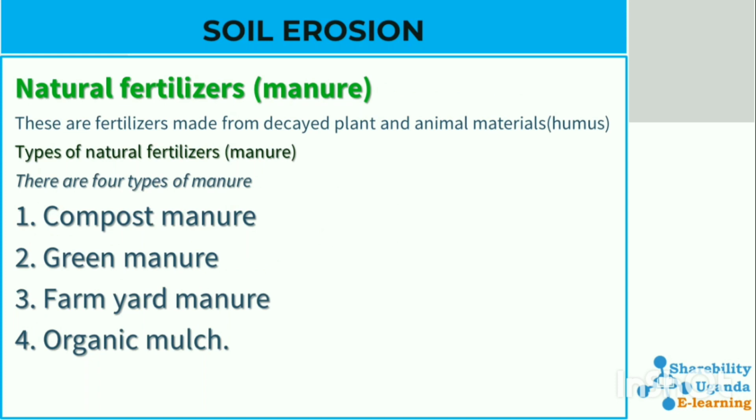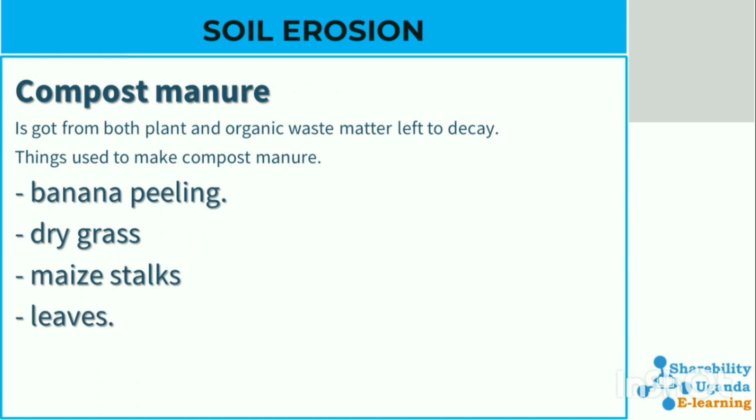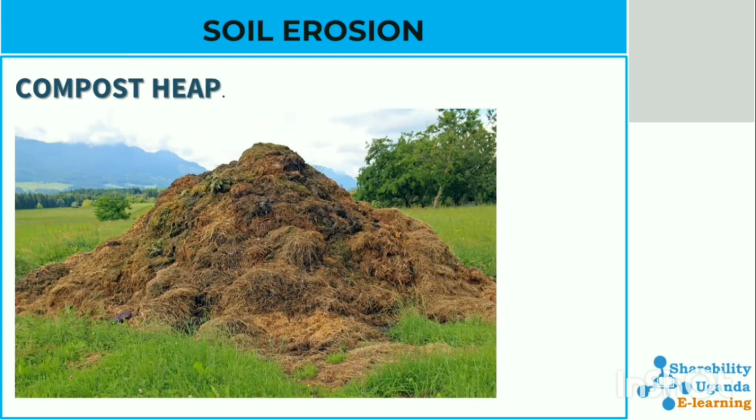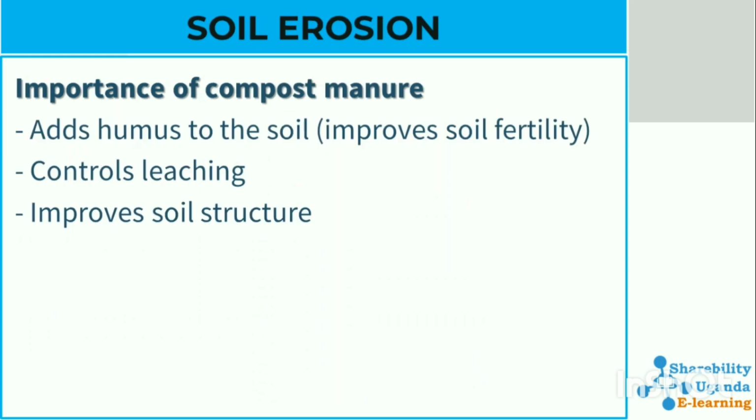Natural fertilizers. Natural fertilizers or manure are fertilizers made from decayed plant and animal materials. Types of natural fertilizers include compost manure, green manure, farmyard manure, and organic mulch. Compost manure is got from both plant and organic waste matter left to decay. Things used to make compost manure include banana peelings, dry grass, maize stalks, leaves, among others. In the diagram is an example or an illustration of how a compost heap looks like.